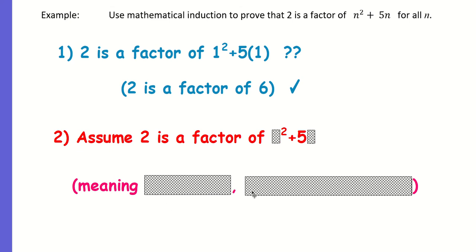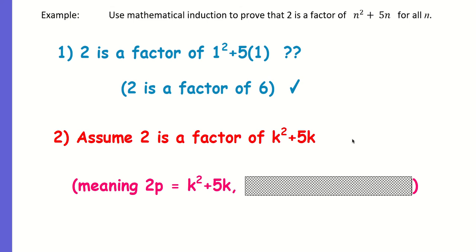Check it out. Now we have to assume that 2 is a factor of k squared plus 5k. All right. But what does that even mean? I hope you understand why 2 is a factor of 6. But what does it mean mathematically for 2 to be a factor of k squared plus 5k? How can we write that out in math speak?